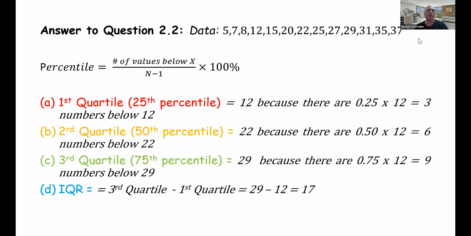To calculate the interquartile range, we just subtract 12 from 29, where 29 is the third quartile and 12 is the first quartile. That gives us 17. So the IQR is 17. Now let's find out how to calculate the 90th percentile.